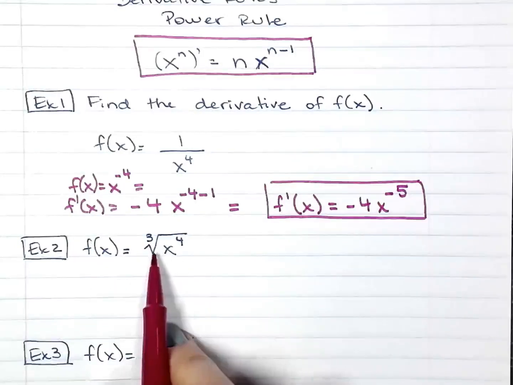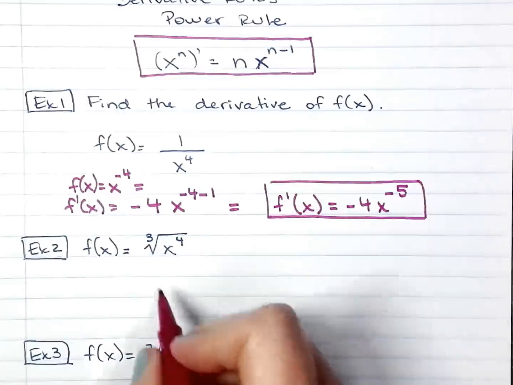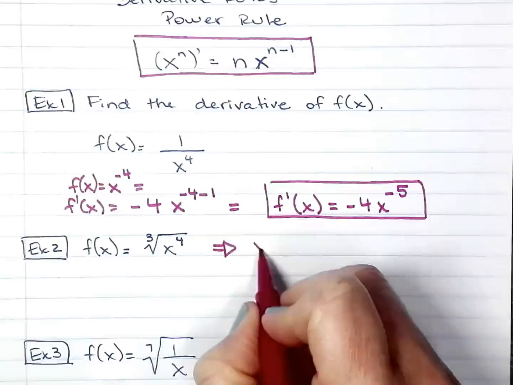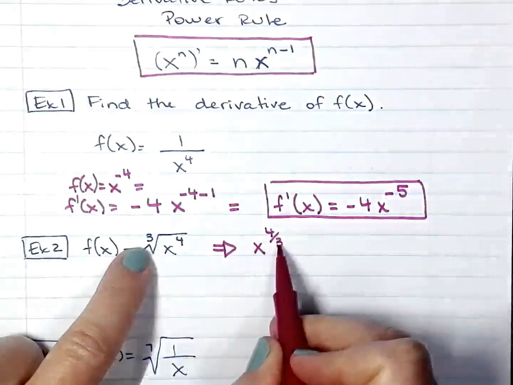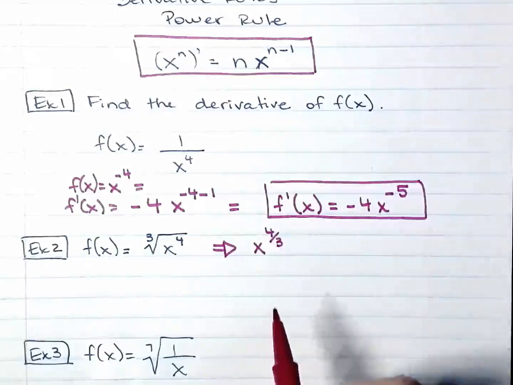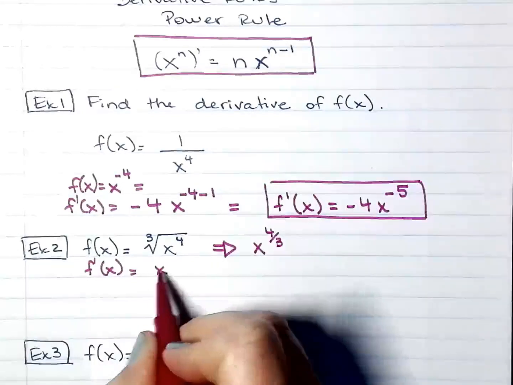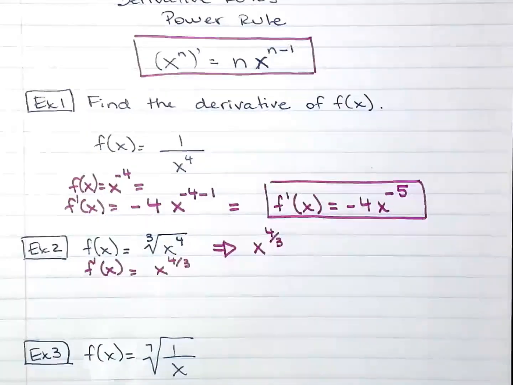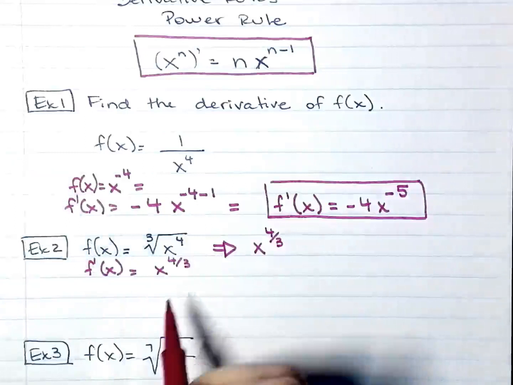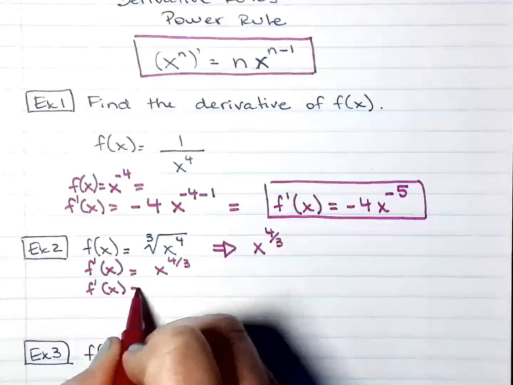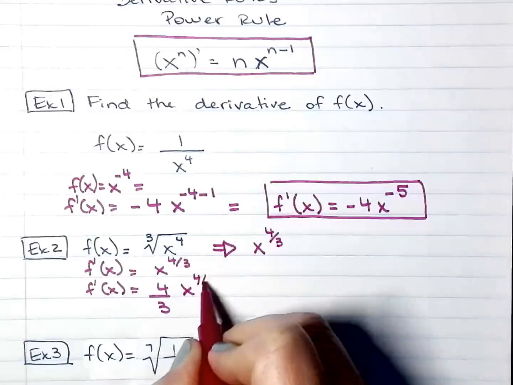Same thing for the second example. I'm going to rewrite, take out of the root. So I'm going to rewrite that as a rational exponent. When I rewrite this, I have x to the power of 4 over 3. The index is the denominator and the exponent is the numerator right there. So I will find the derivative, or f prime of x, of that function, x to the power of 4/3. Okay, follow the rule. The exponent goes right there in the front.